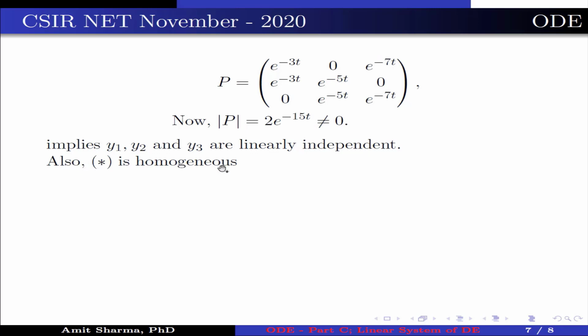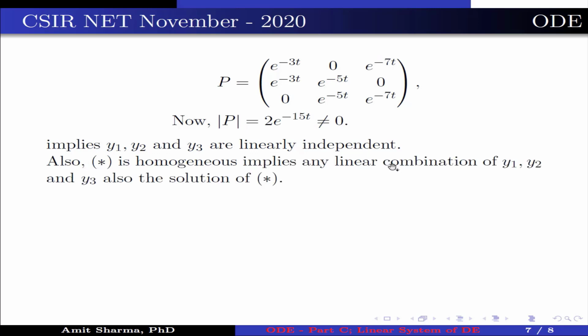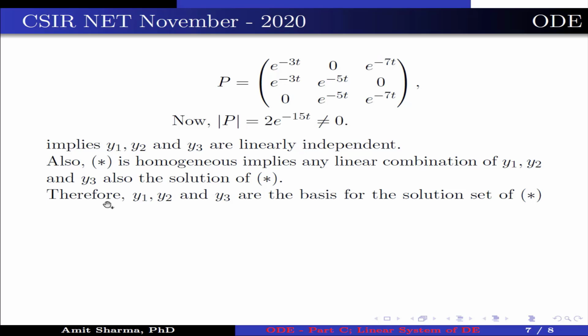Also, star is homogeneous. This implies any linear combination of y1, y2, y3 is also a solution of star. Therefore, y1, y2, y3 are the basis for the solution set of star. This implies option 3 is true.